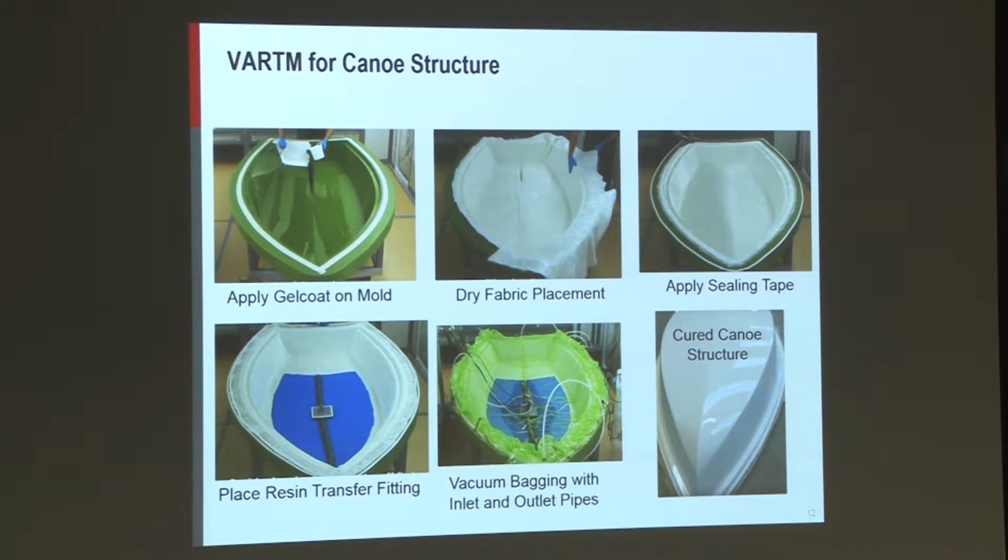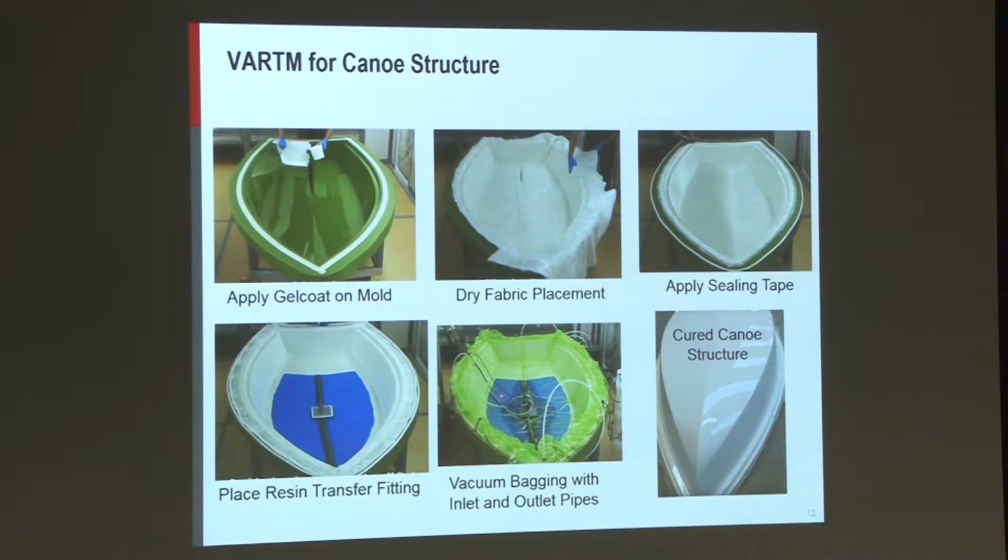So we start with the mold, which has the shape that we desire, and we apply gel coat so that we can separate the laminate eventually after curing. And we place dry fabric. In this case, it is glass fiber reinforcement, and we lay a couple of sheets depending on the thickness that is of interest to us, and then we apply a seal tape, and then we place this resin transfer fitting which assists the transfer of resin, and we enclose the whole system with a vacuum bag with a couple of ports around the structure, and they're connected through pipes to a vacuum pump, and that assists the transfer of resin.